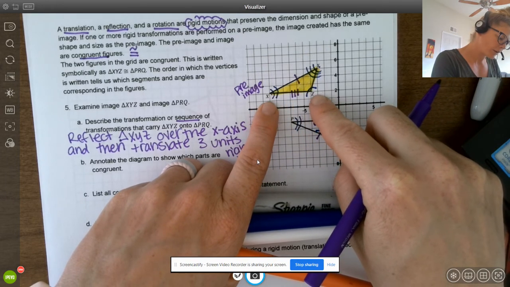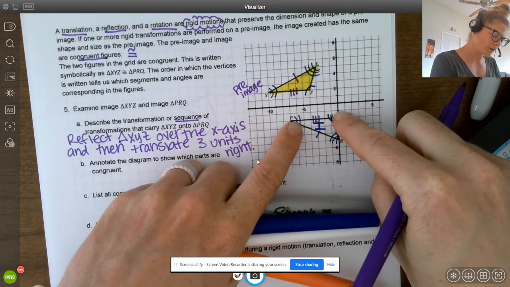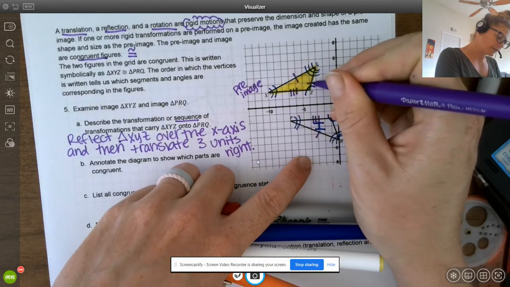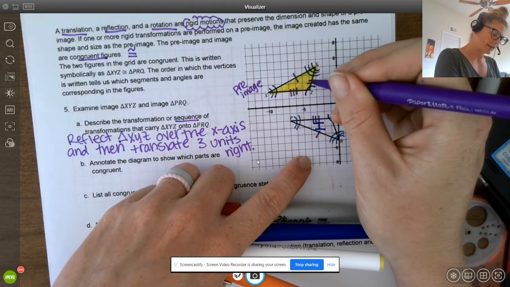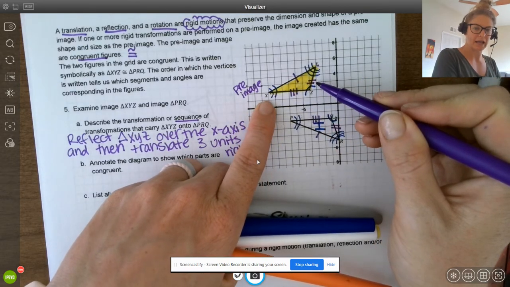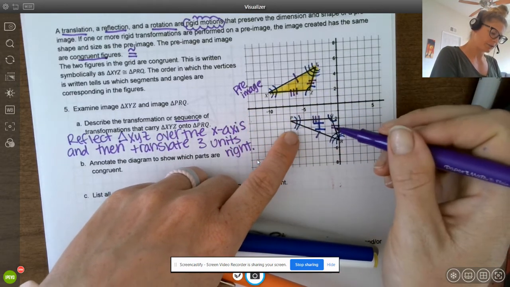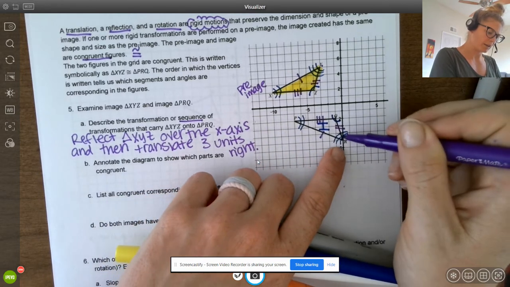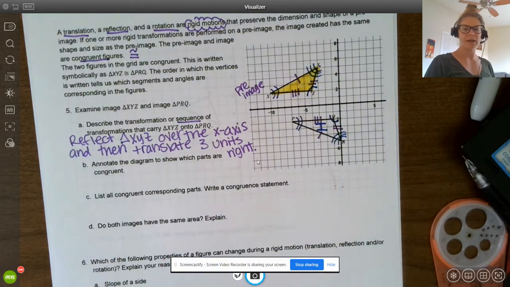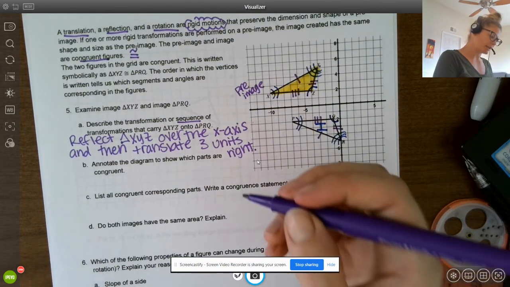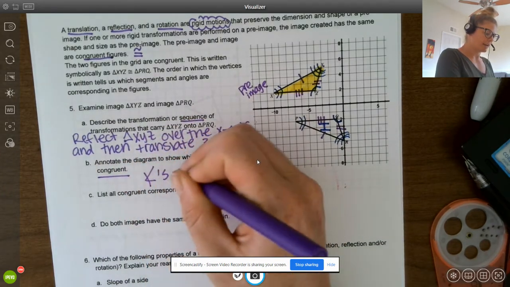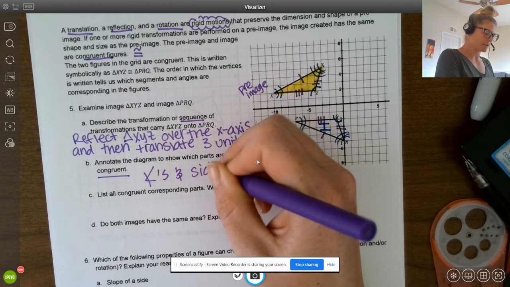Between 2 and 1 is 3 dashes. And the last one, X, has 2 dashes, so it's going to be across from the 2 dash side. Angle P has 2 dashes across from the 2 dash side, between 1 and 3. So now our diagrams are annotated to see what parts are congruent, and that means angles and sides.